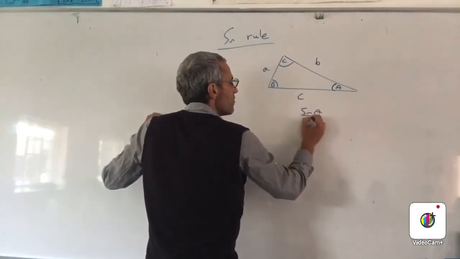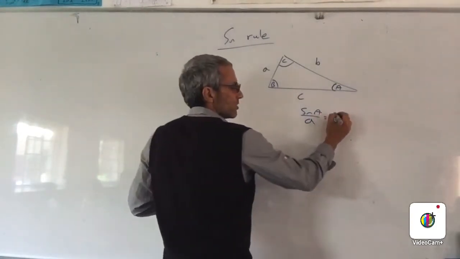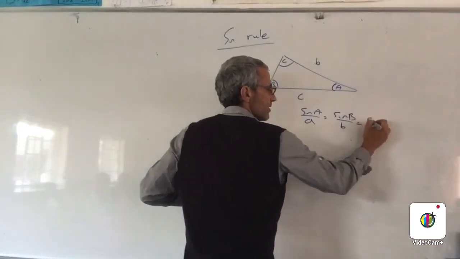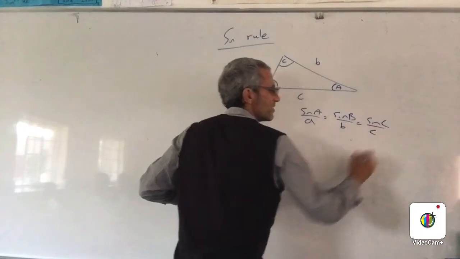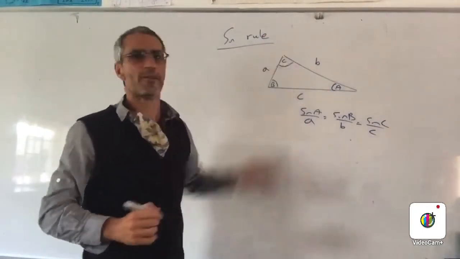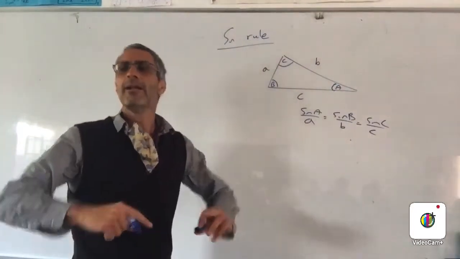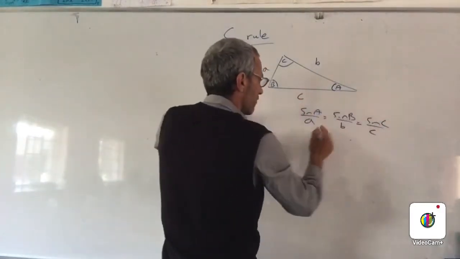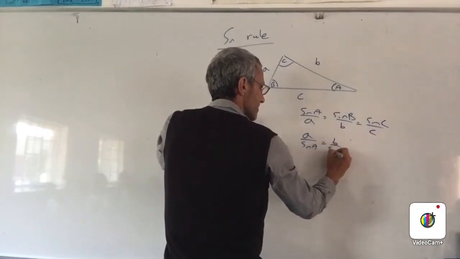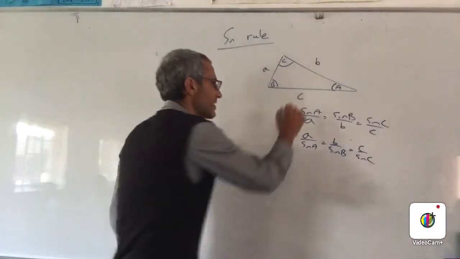And the sine rule tells us that sine A over little a will be equal to sine B over little b, which is equal also to sine C over little c. That ratio between the sine of the angle and the side is the same for all of them. But we said sometimes it's better to write it in the other form, where we basically just flip all the fractions. So a over sine A will be equal to b over sine B, which is equal to c over sine C.